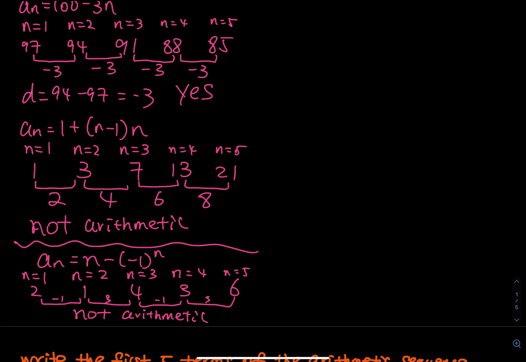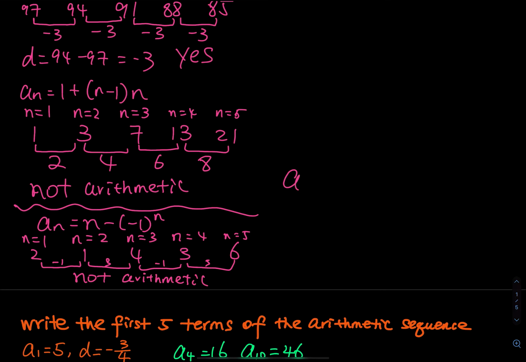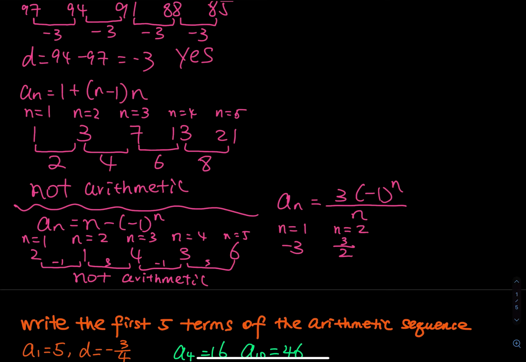The last one is what? The last one is a_n equals. Save some space for the other example. 3 times negative 1 to the n divided by n. When n is equal to 1, we have a negative 3 divided by 1. When n is equal to 2, we have 3 divided by 2. When n is 3, we have a negative 3 divided by 3, which is negative 1. This is failed already.